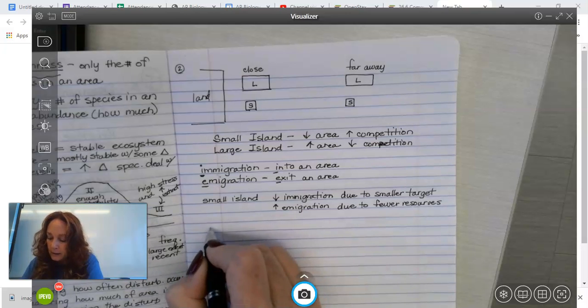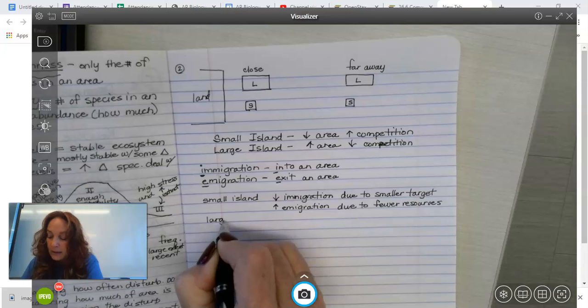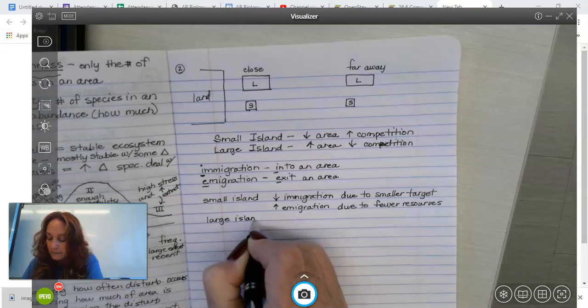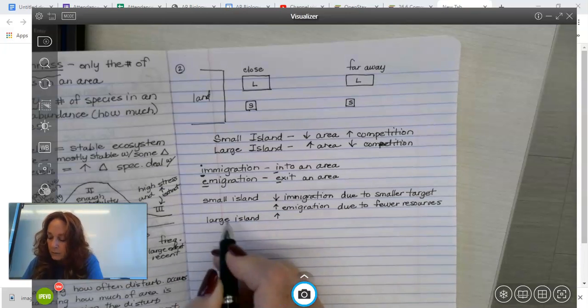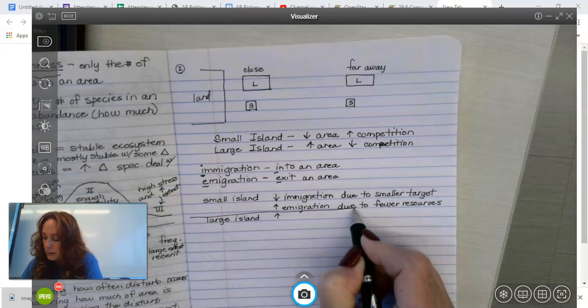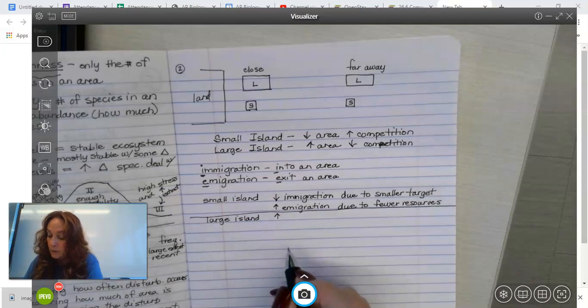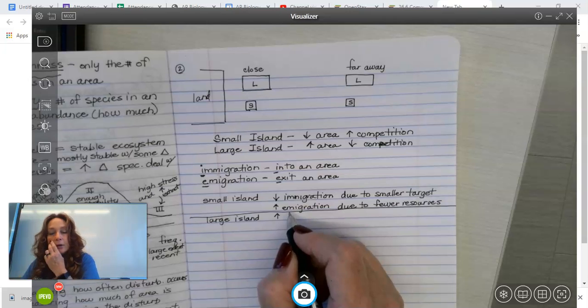Large islands, on the other hand, tend to be defined by higher, draw a line here so it's easy to see. Ooh, and it was a straight one too. So you have higher immigration.